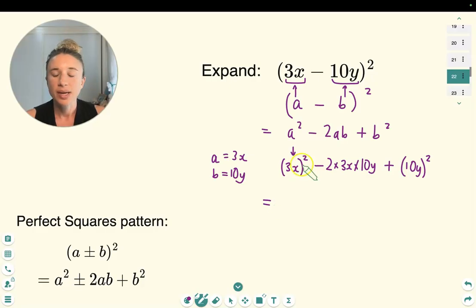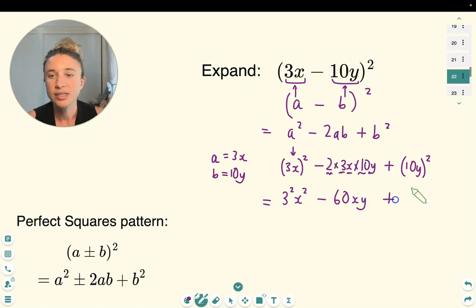And now, think back to your index laws. If there's a number in brackets and you need to raise both of these numbers to that power, so it's going to expand to 3 squared x squared take, okay, 2 times 3 is 6 times 10 is 60xy plus, okay, both these numbers need to be raised to the power of 2. So 10 squared y squared.